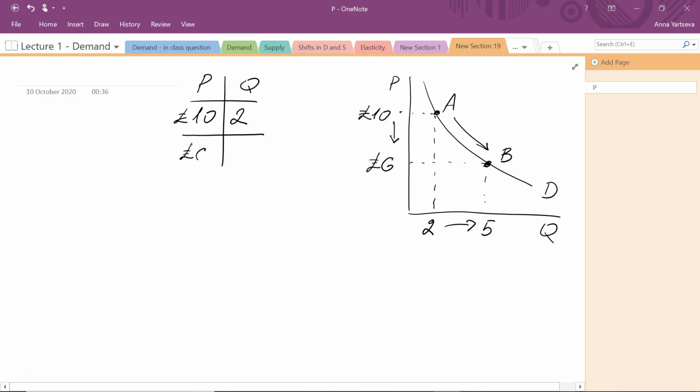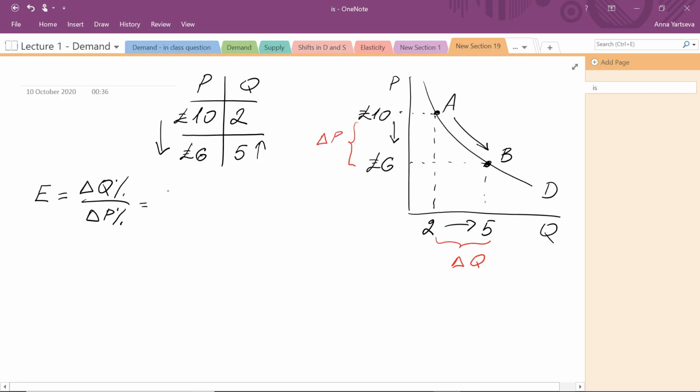So as price drops to £6, consumers are willing to purchase more. As price drops, quantity increases. The question is, is it a large increase in quantity or not? Is our demand sensitive or not? To answer this question, we'll need to calculate the value of elasticity. For this, we'll need to relate change in quantity in percentage terms to change in price in percentage terms. Let's try to calculate this. We'll try to calculate the size of this change and this change in percentage terms.